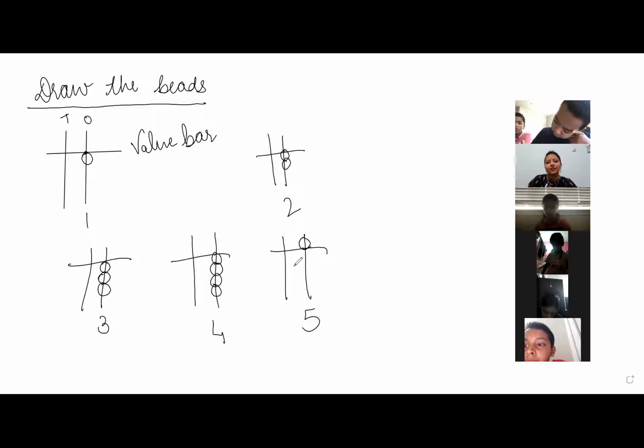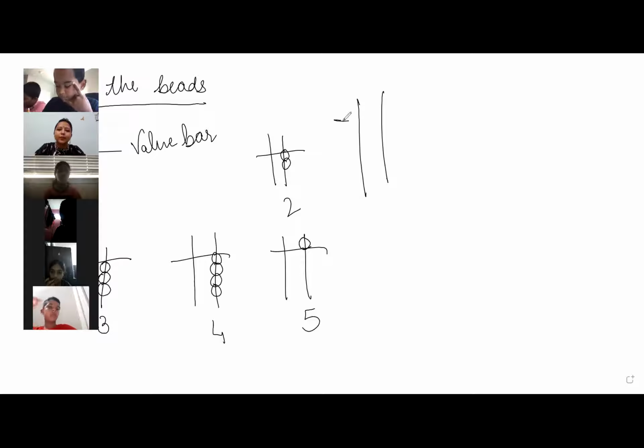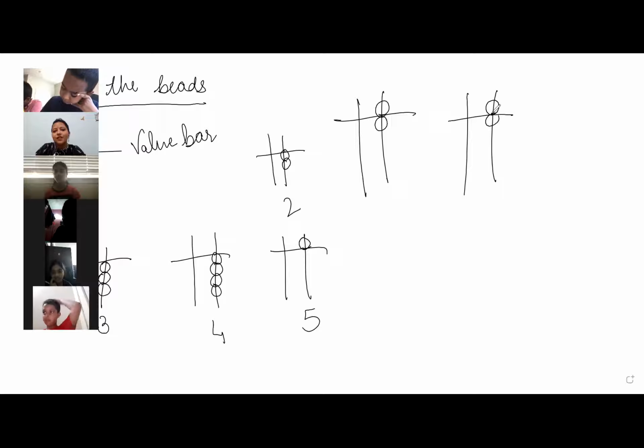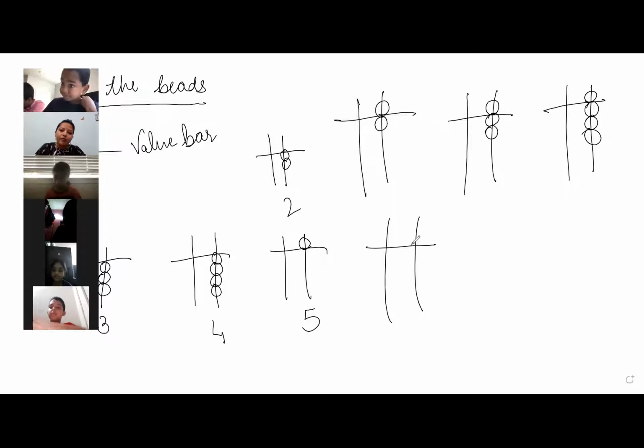So this is 5. For 6, how will you make 6? 1 bead on the top and 1 down. 5, 6. And 7: 5, 6, 7. 8: 5, 6, 7, 8. 9: 5, 6, 7, 8, 9.